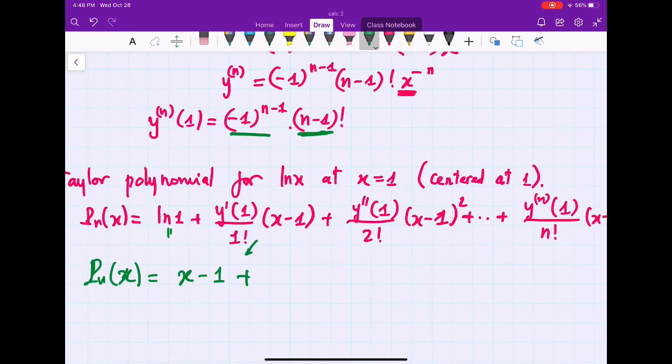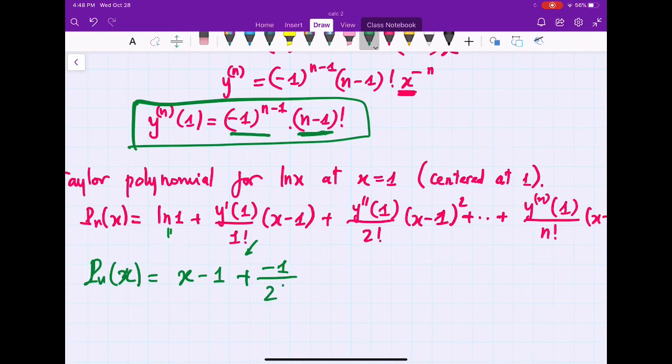When n is equal to 2, I plug n equal to 2 again into the general form of the derivative. I get negative 1 to 2 minus 1, which means negative 1 to 1, which is negative 1. And then 2 minus 1 factorial is 1 factorial. That is again 1, right? So I have negative 1 divided by 2 factorial times x minus 1 squared. And so on. You might think that negative 1 gives some alternating series, right? Here you have 1, next you have negative 1, and then next you would have 1. But the factorial will change.